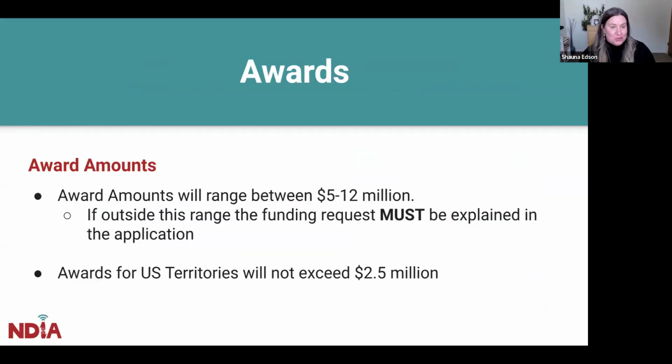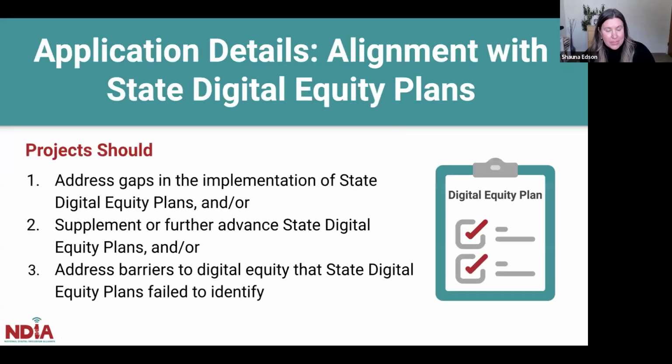Okay, the award amounts will range for this grant program between $5 and $12 million. NTIA did say they would accept applications outside of this range. However, they must have an explanation for why they need more funds or less funds than that. And awards for US territories will not exceed $2.5 million.